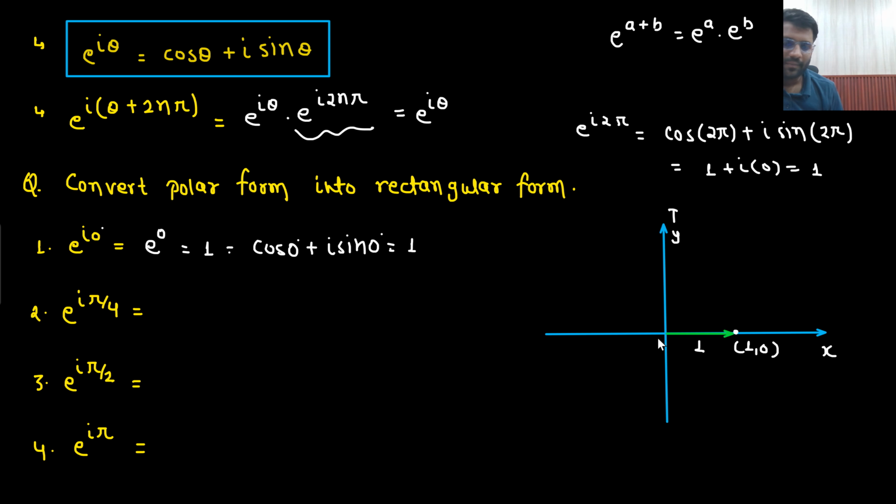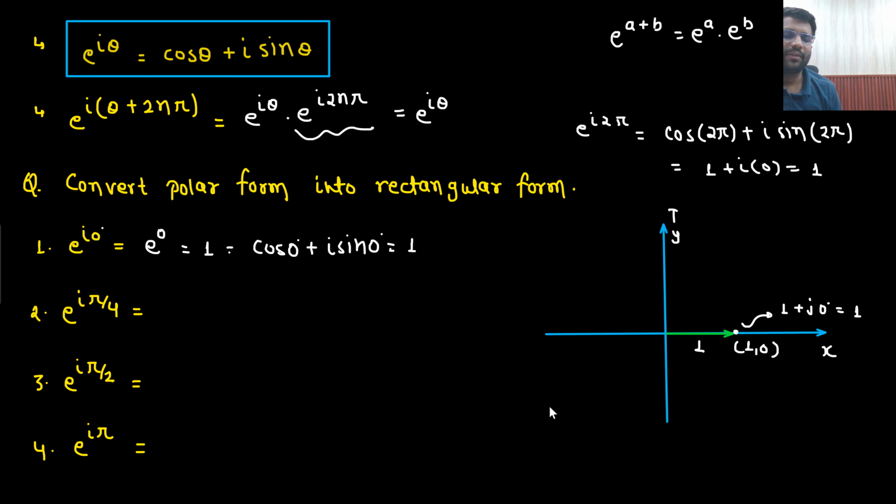Magnitude 1 making an angle of 0 degree with x-axis. So you are reaching at the point (1, 0). That means the value of x is 1 plus the value of y is 0. So 1 plus j0 is 1 only. So this number is nothing but 1.